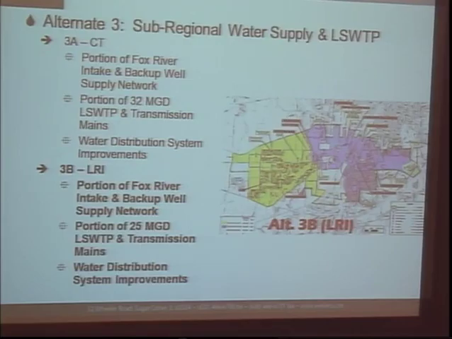Alternate 3, you would have your portion of the Fox River intake, of the backup well supply network, your portion of the treatment plant. For LRI, it's a 25 MGD plant, and then you'd have the internal distribution system improvements to convey that water from the west side to the east side.